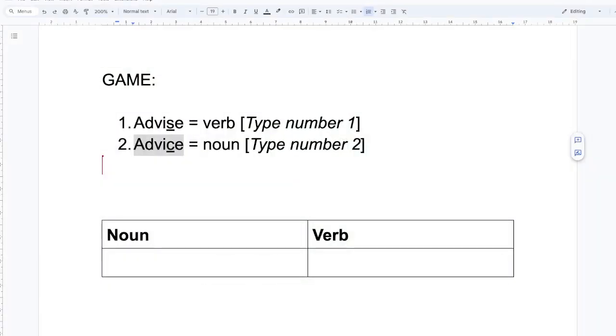There's a difference in the pronunciation, okay? Listen again, guys. Tell me, is this number 1 or number 2? Is it verb or noun? Advise. Again, type in the chat, guys.